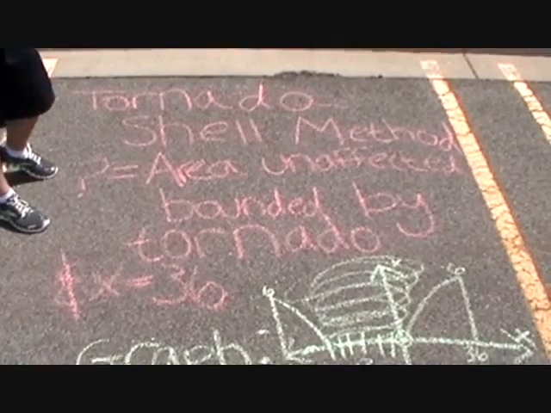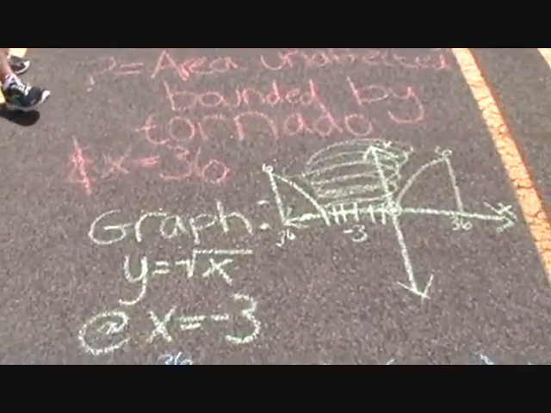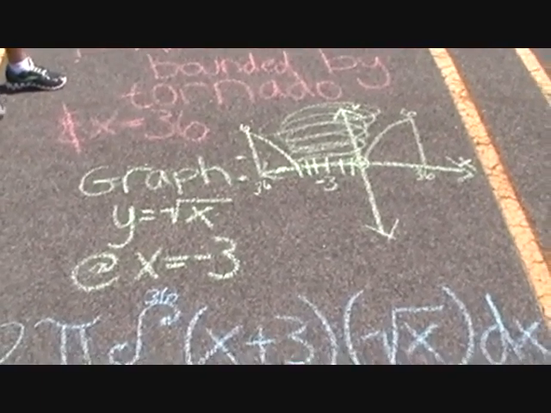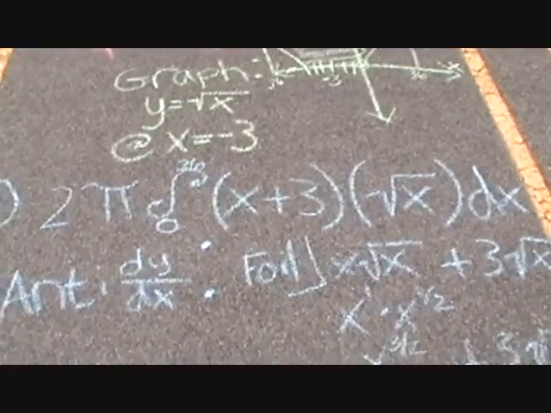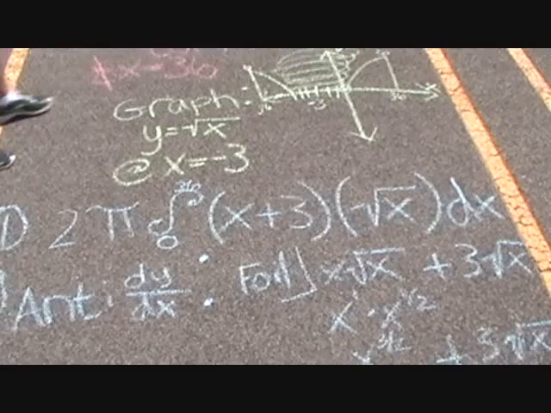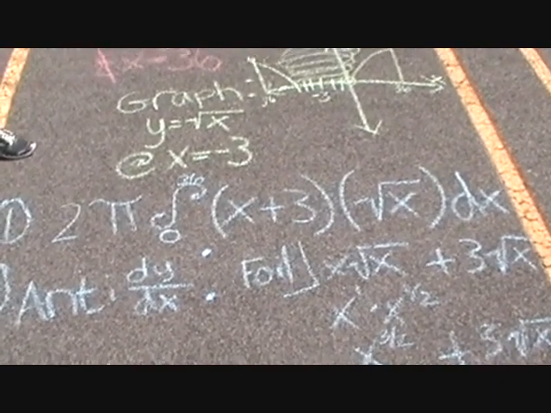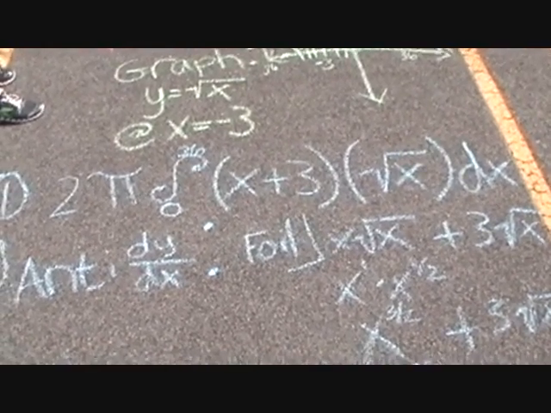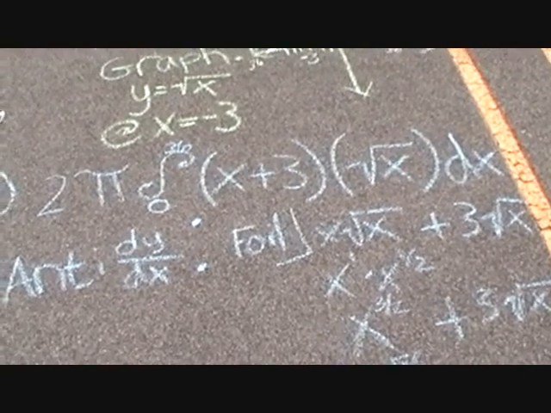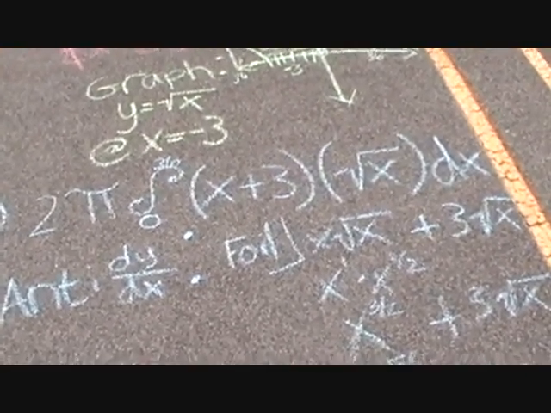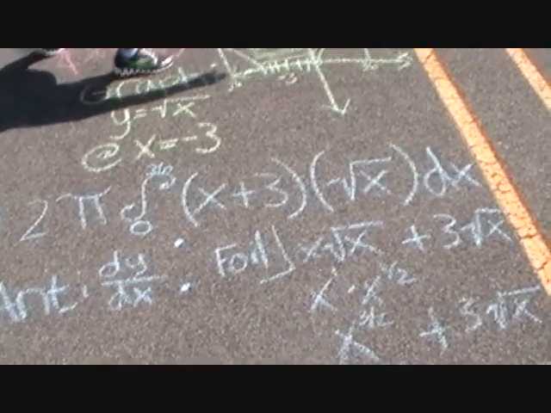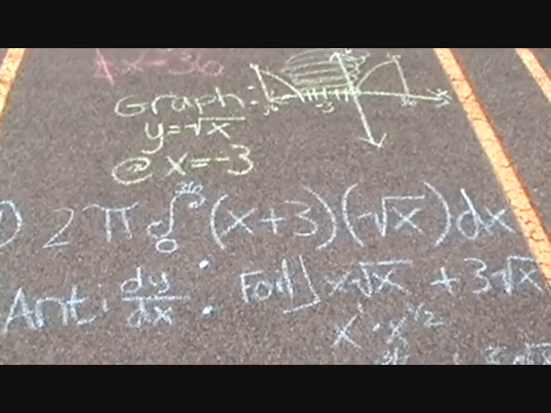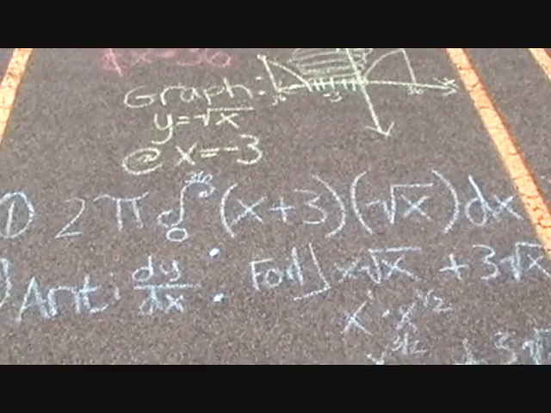And now it is revolved around the line x equals -3, making the total diameter of the tornado even larger. So to find the area that's unaffected by the tornado, we're going to use the shell method. So if the tornado is represented by the line y equals √x, and it goes to x equals 36, and then revolved around the line x equals -3, we're going to have a graph that looks like this.